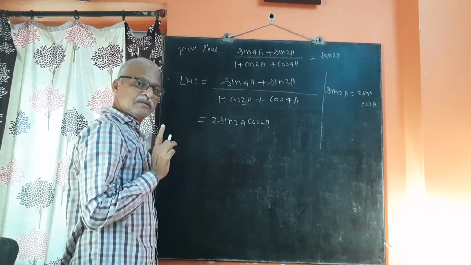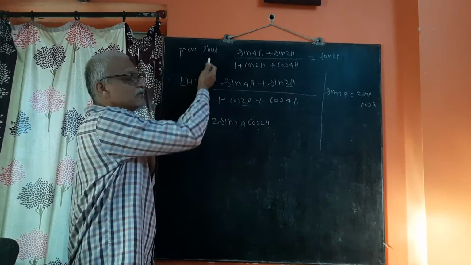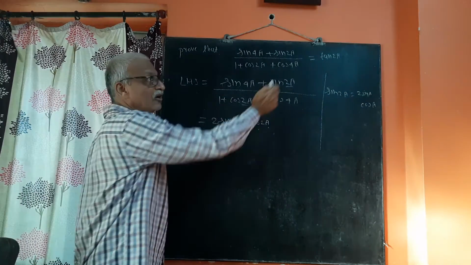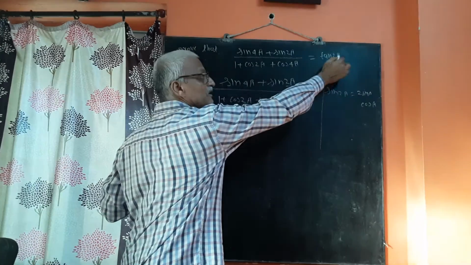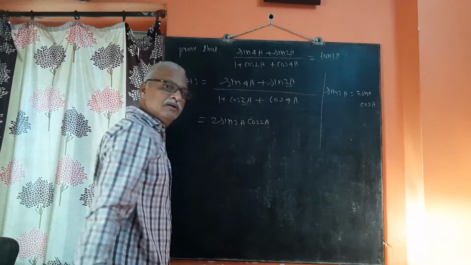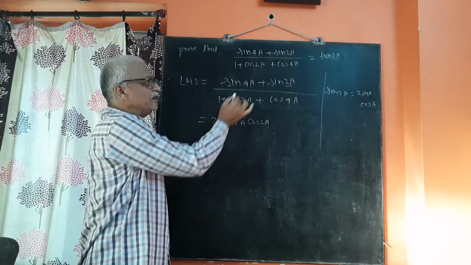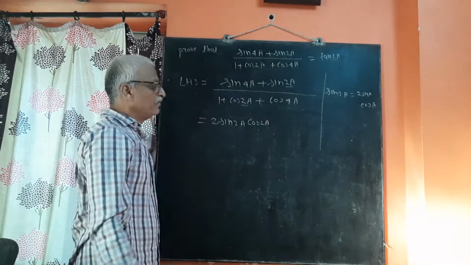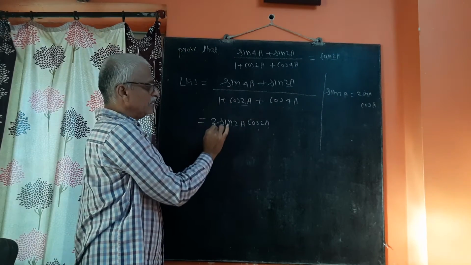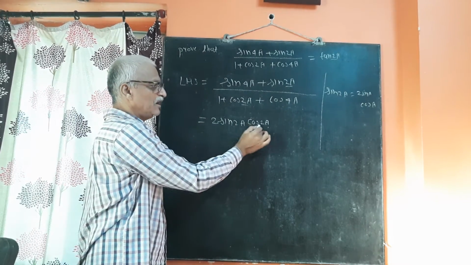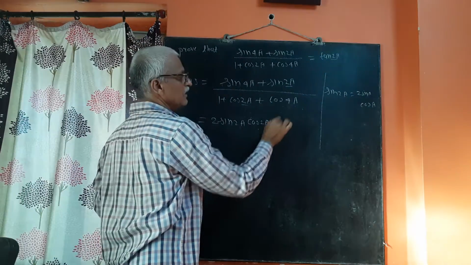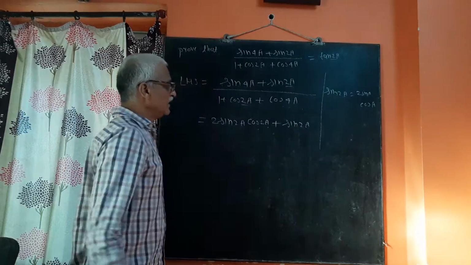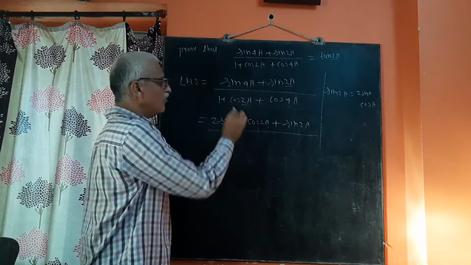I repeat again. While solving the problems on trigonometry, you always keep your eye on the right hand side also. Here it is 2a. Since the requirement is 2a, we have to split this sin 4a and cos 4a in terms of 2a. So sin 4a can be written as 2 sin 2a into cos 2a plus this sin 2a remains as it is, that is sin 2a divided by 1 plus cos 2a.